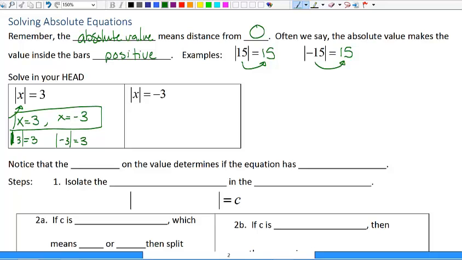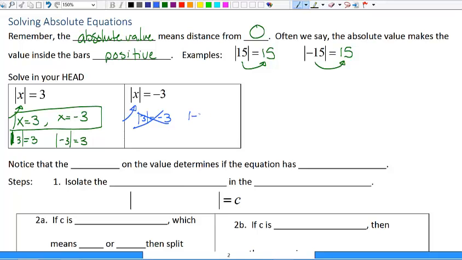But let's look at the next problem. I have the absolute value of x is equal to negative 3. So solve this one in your head. What value can you think of that when you plug it in for x, the absolute value of that number is negative 3? And then sometimes people might say, well, what about 3? If I take the absolute value of 3, is that ever going to be negative 3? Well, no, it's not. So 3 doesn't work.